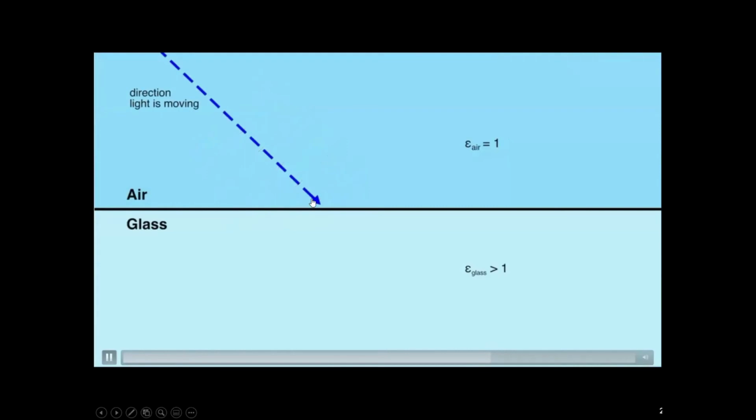So this is the light ray, and what's going to happen to the light ray? It's got an electric field component and a magnetic field component. We're only interested in the electric field component of the light ray. It's going to be perpendicular to the direction of the light ray that we came up with. The electric field is a vector, so it's going to have two components: one parallel to the surface, and one perpendicular to the surface.